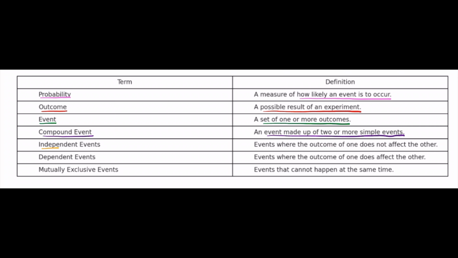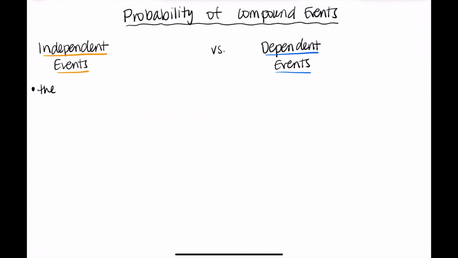Independent events are events where the outcome of one does not affect the other. Next, we have dependent events. Dependent events are events where the outcome of one does affect the other. And last but not least, we have mutually exclusive events. We won't get into that this lesson, but I'll do another lesson on that next time. Mutually exclusive events are events that cannot happen at the same time. Once you guys have these definitions written in your notebook, we will look at the probability of compound events.